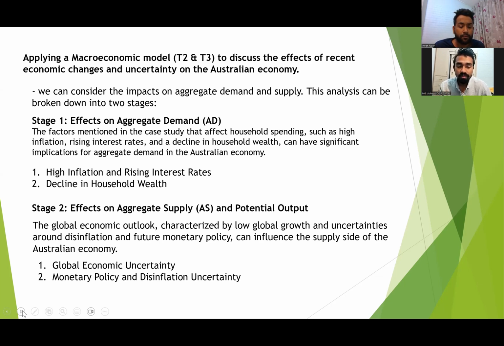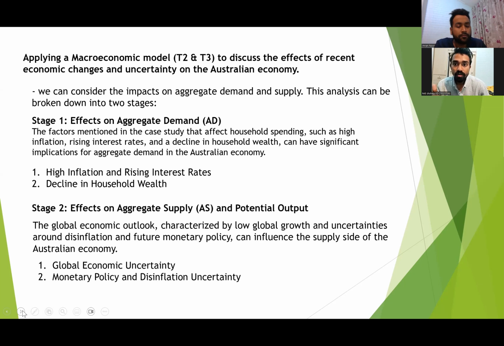The next factor is the decline in household wealth, which also affects aggregate demand. Household wealth is often tied to housing prices, and a decline can lead to reduced consumer spending as households feel less financially secure. In the macroeconomic model, a decrease in household wealth impacts consumer confidence, leading to a decrease in consumption, and this results in a leftward movement in the aggregate demand curve.